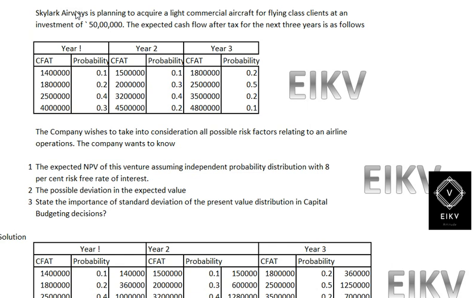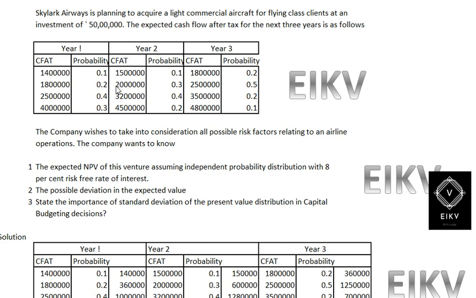So this illustration: Shylock Airways is planning to acquire a light commercial aircraft for flying class clients at an investment of 50 lakh. The expected cash flow after tax for the next 3 years is as follows. So it will be the cash inflow.